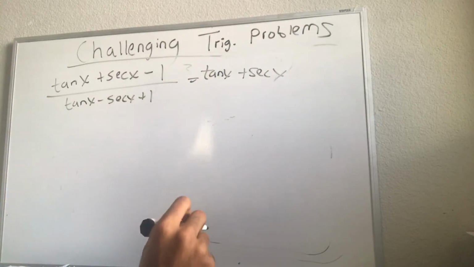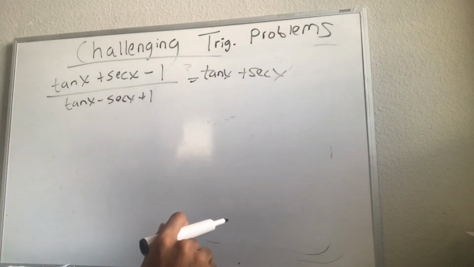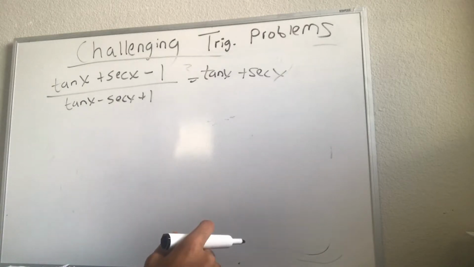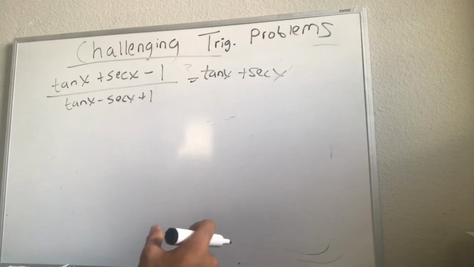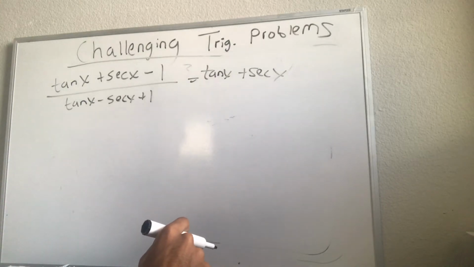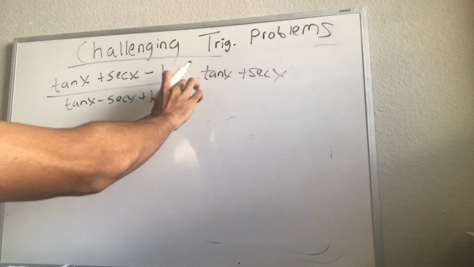I do recommend you pause the video and try this on your own at first. However, this one is a little bit more complicated. You really do have to think. Exactly, because again, we're not really solving. What we're trying to do is prove that one side is equal to the other side. That's the idea of this problem here. So really, we're just proving the trigonometric identity here.